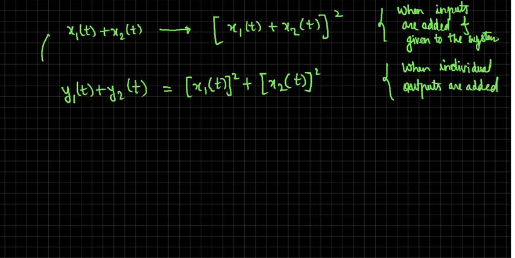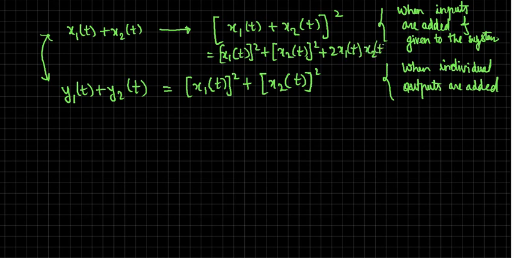Are these two the same? No. The first is equal to x1 of t whole square plus x2 of t whole square plus twice x1 of t x2 of t. So it is this factor which is not allowing the system to be additive. Is that clear? So this system is not additive.